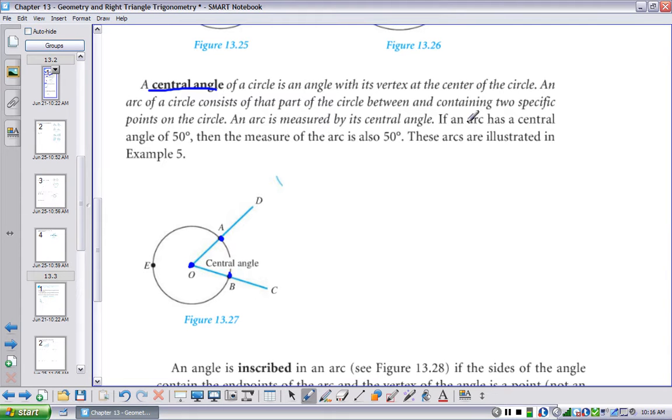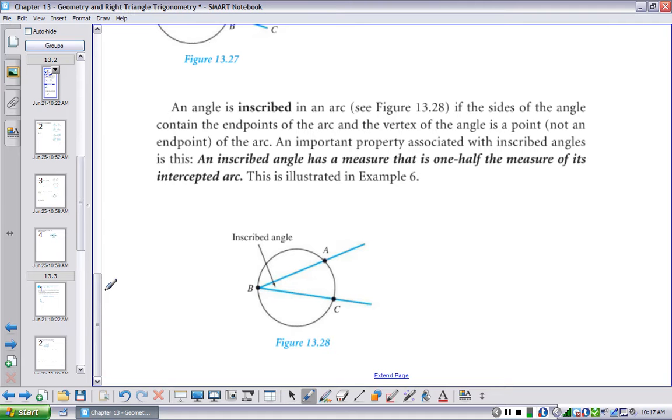It says, and this is very important, if an arc has a central angle of 50 degrees, then the measure of the arc is also 50 degrees. So the measure of a central angle, whose vertex is at the center of the circle, is 50 degrees. Also, the measure of that arc as well is 50 degrees.